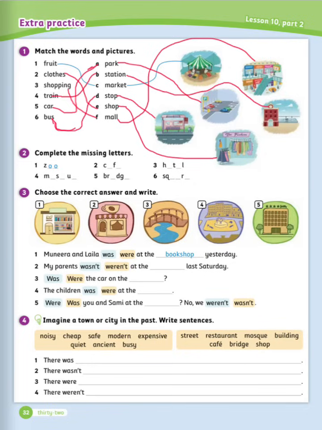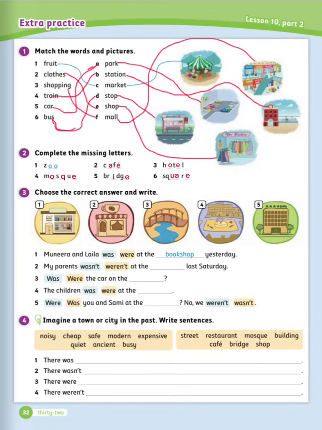Exercise number 2. Complete the missing letters. Let's see the answers. Number 1 zoo. Number 2 cafe. Number 3 hotel. Number 4 mosque. Number 5 bridge. Number 6 square. Exercise number 3. Choose the correct answer and write.